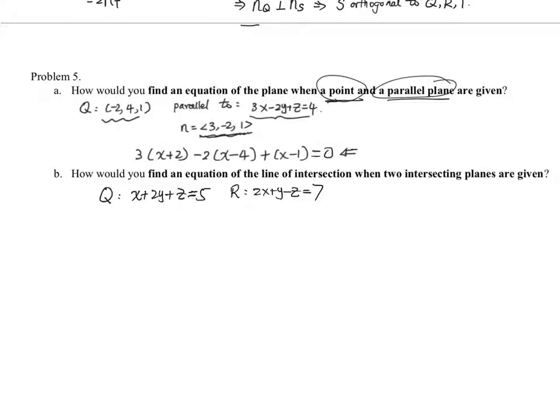Now we notice, just doing a quick check, that these two planes are not parallel because the normal vectors are not multiples of each other. So I know they're not parallel. You can quickly check: the first one is 1, 2, 1. The other one is 2, 1, negative 1. You can see one is not parallel to the other, right? So therefore they must intersect. Now I'm going to let x, y, z be any point on both planes.